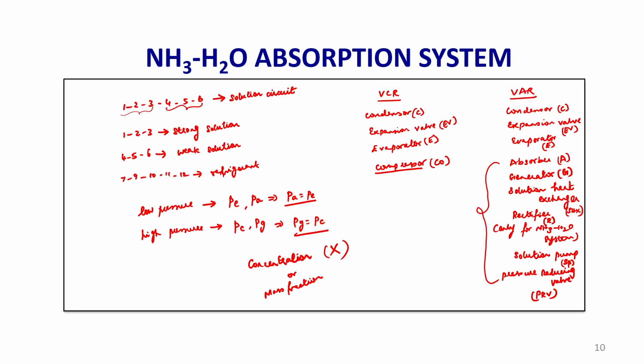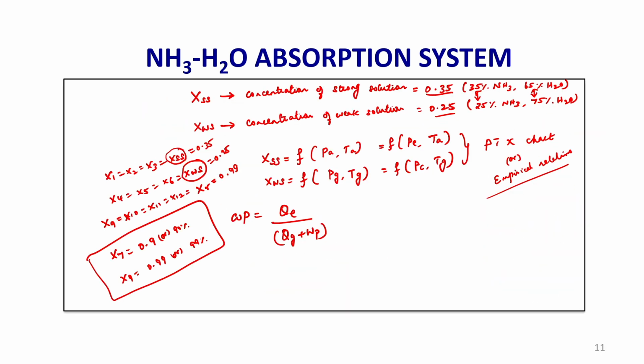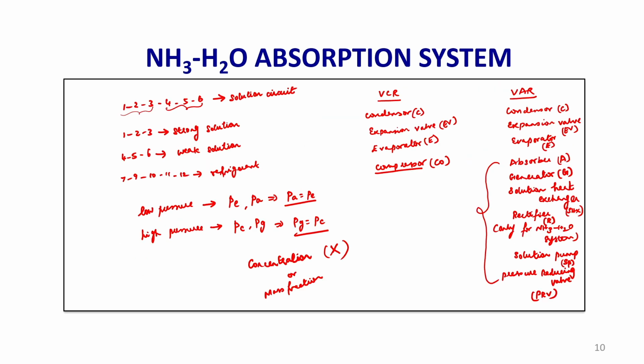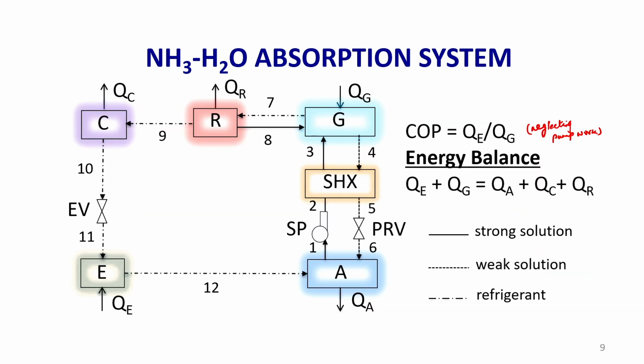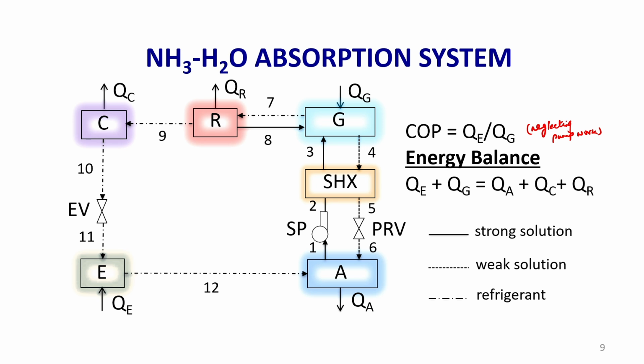That is what I have written here: generator pressure. The weak solution concentration is decided by the condenser pressure and generator temperature. Condenser pressure is nothing but generator pressure, both are at the same pressure. So, X4 will be less than X3 because some amount of refrigerant has been converted into vapor form and that vapor has gone to the rectifier and the condenser. Now, the solution is returning. That is how this 0.35 has become 0.25.